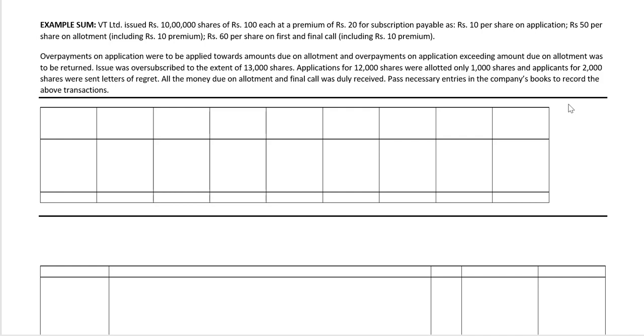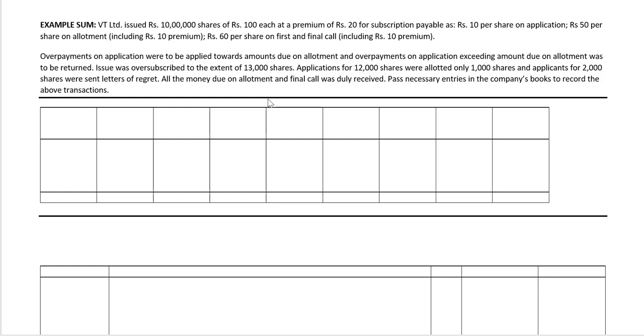So now it's a case of oversubscription of shares. The total applications received, it says here issue was oversubscribed to the extent of 13,000 shares. So the company has issued 10,000 shares. It says rupees 10 lakh shares, and the face value of each share is rupees 100. So the number of shares issued by the company is rupees 10 lakh divided by rupees 100, which is 10,000 shares. And since the issue has been oversubscribed to the extent of 13,000 shares, the number of applications received is for 10,000 plus another 13,000 shares, which is 23,000 shares.